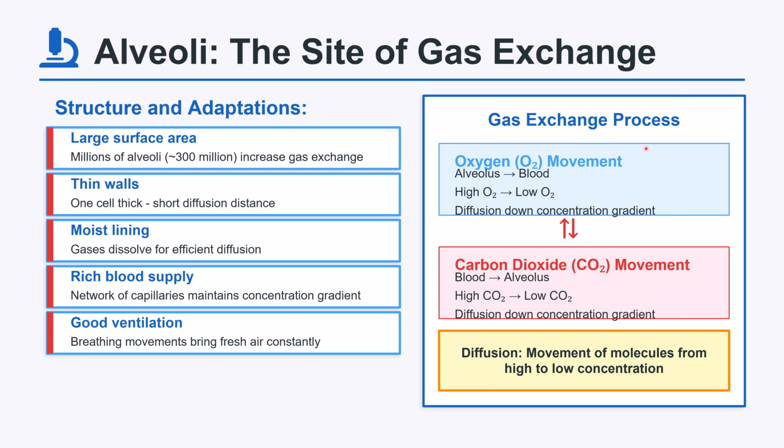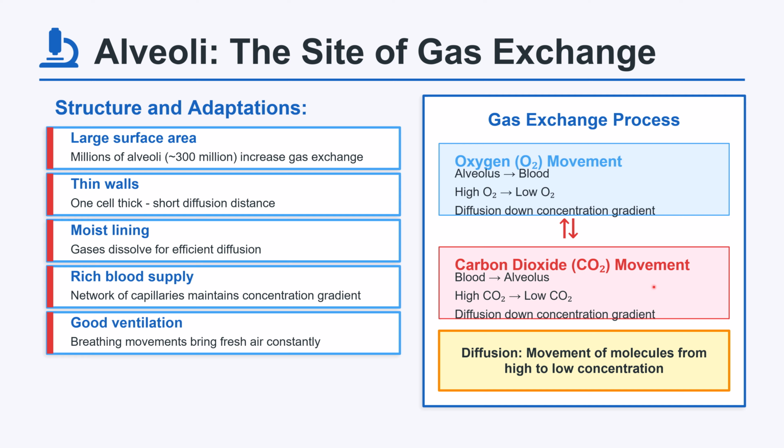Gas exchange process. The entire process relies on diffusion, which is the movement of molecules from an area of higher concentration to an area of lower concentration. So first is oxygen movement, alveolus to blood, high concentration of oxygen to low concentration of oxygen, diffusion down the concentration gradient. So it moves from the alveoli, high concentration, into the blood, low concentration.